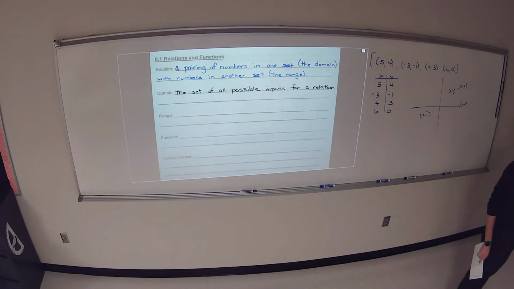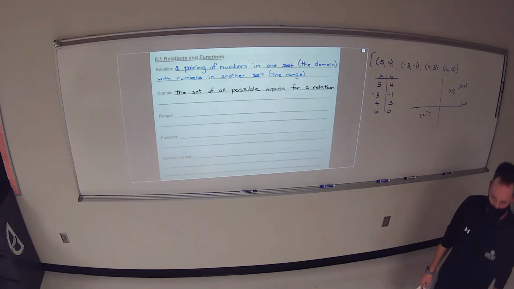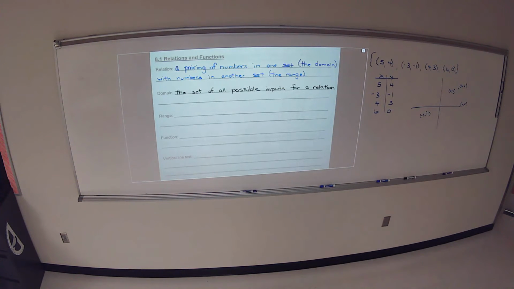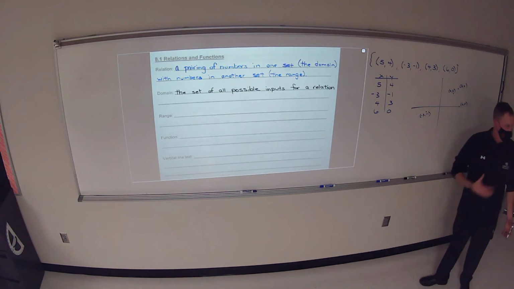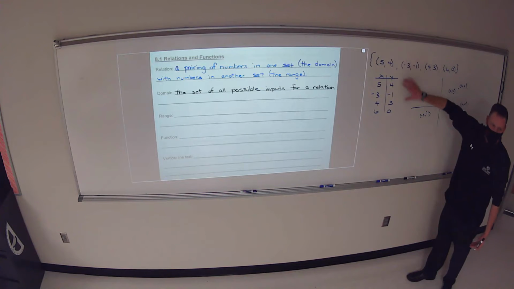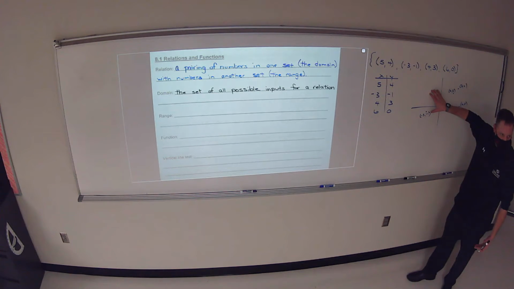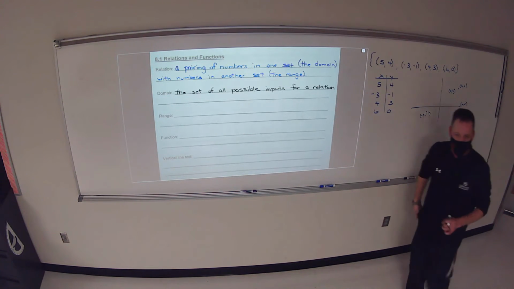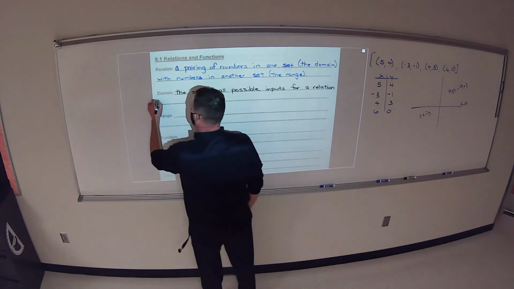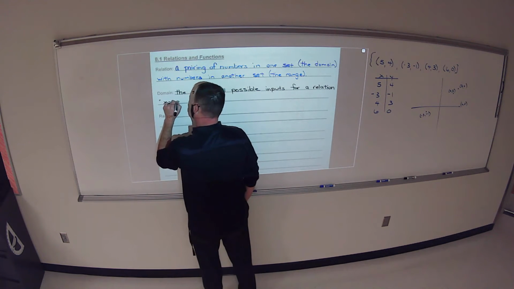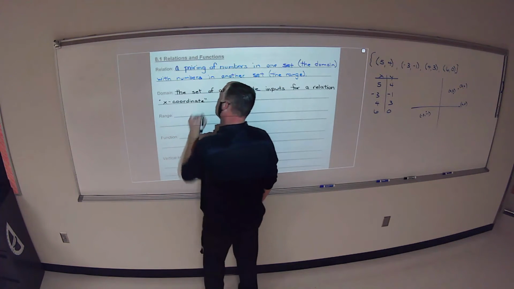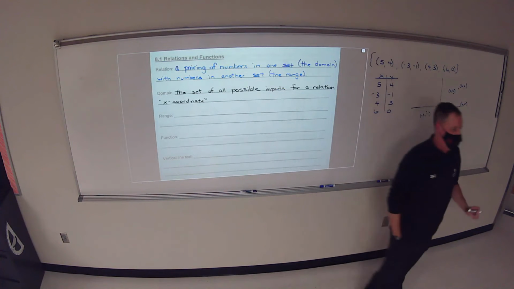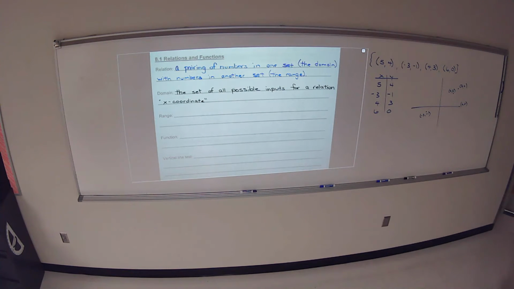The set of all possible inputs for a relation. Now, I'm going to add a little bit to this definition because we're going to look a lot at ordered pairs, tables, and graphs. So often when we are talking about the domain, we are talking about the x-coordinate. If it's listed as an ordered pair, we're talking about the x-coordinate for that. I'd like you to add that to that last part of the definition.